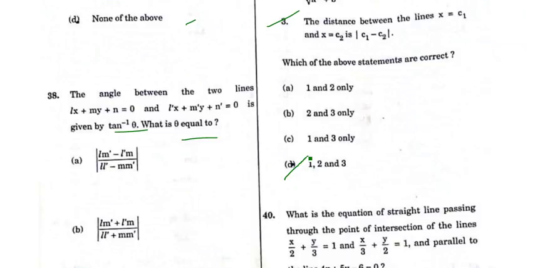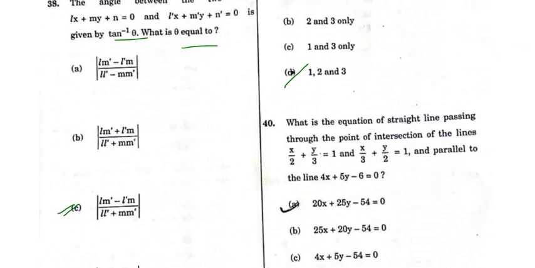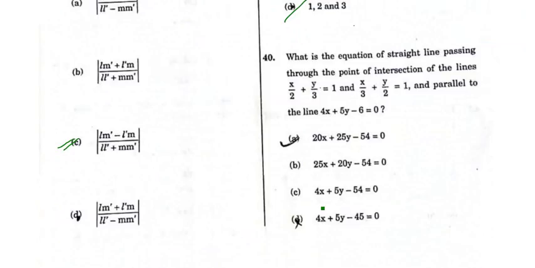Next question is, what is the equation of a straight line passing through the point of intersection of the lines x upon 2 plus y upon 3 equal to 1 and x upon 3 plus y upon 2 equal to 1 and parallel to the lines 4x plus 5y minus 6 equal to 0.